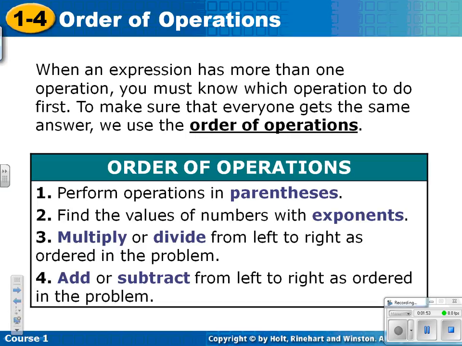This is the order. First thing we do is parentheses. The next thing we do is exponents. The next thing we do is multiplication and division. We do those two things together. That is one step. That's hard to remember sometimes. It is one step, multiplication and division. Then the last step is add and subtract, left to right.